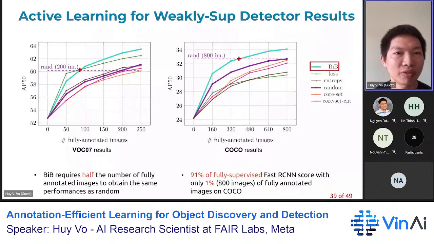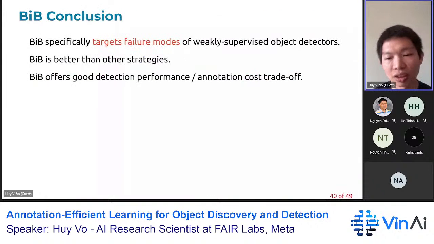So yeah, with BIF, I have presented an active learning strategy and a pipeline to improve the performance of weakly supervised detectors. And I showed that BIF is better than other existing active learning strategies, and our pipeline offers a good trade-off between detection performance and annotation cost.